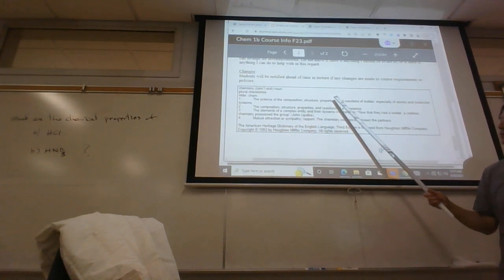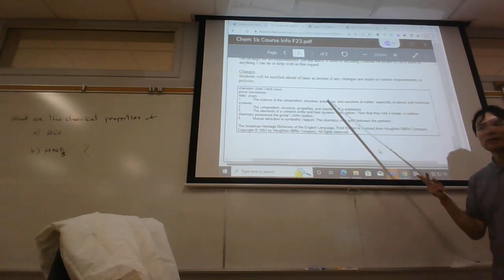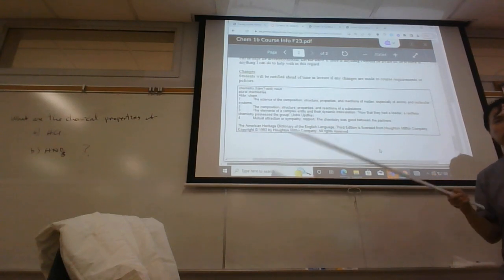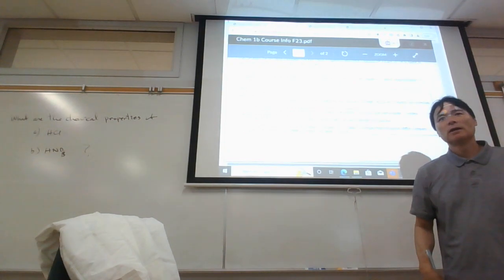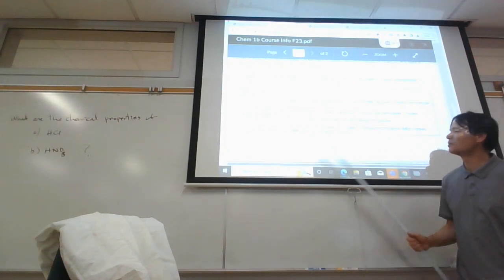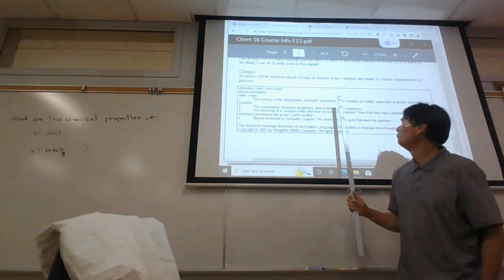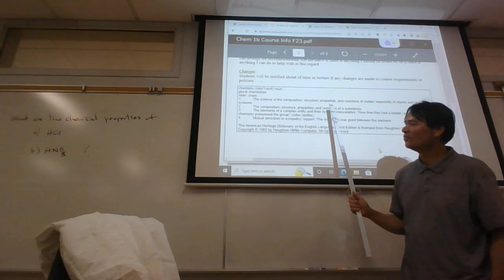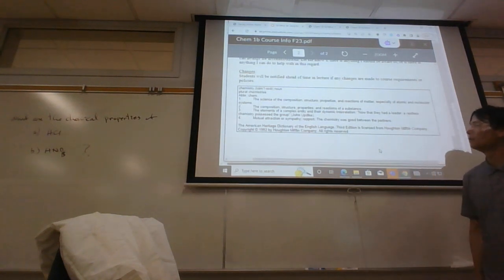Because normally when we think of properties of substances, we have two types of properties. What are those two types of properties? Yeah, Colin? Yeah, physical and chemical. Most people have no problem with physical properties. But chemical properties are more complicated, or can be more complicated.